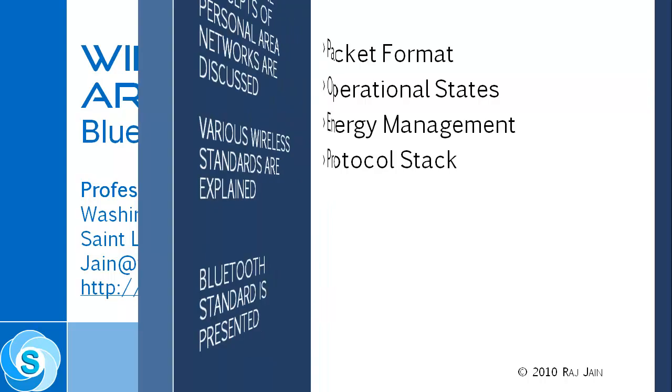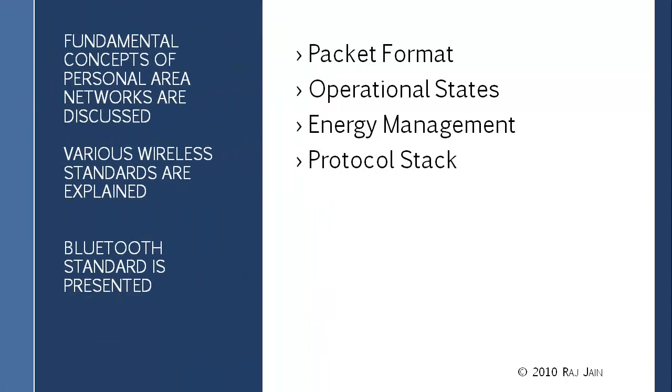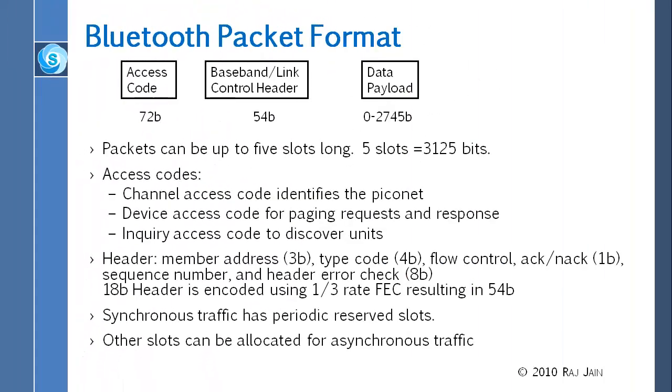So the packets can be up to 5 slots long. 5 slots will mean about 3125 bits. You can calculate how many bytes that is. Anyway, the first 72 bits are the access code, the next 54 bits are the header, and then the payload is the rest.